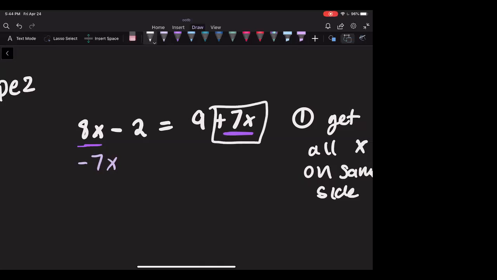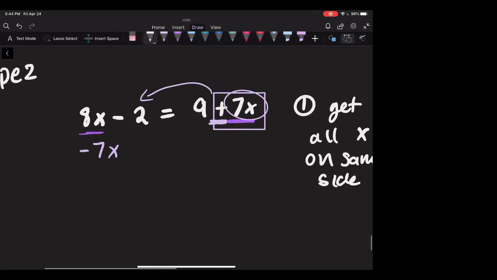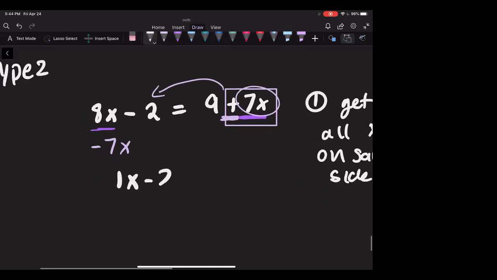Oh, well, then what is a 9? I'll show you. So remember, we're trying to get x all on the same side. So you're gonna move this entire thing over here. Including the addition? Yes, this entire 7x. So what's the opposite of addition? Subtraction, right? So we have to do subtraction to get it onto the other side. What's 8 minus 7? 1. So we have 1x minus 2 is equal to 9.